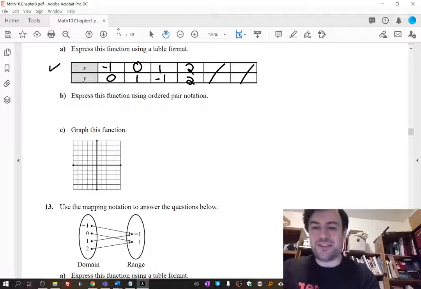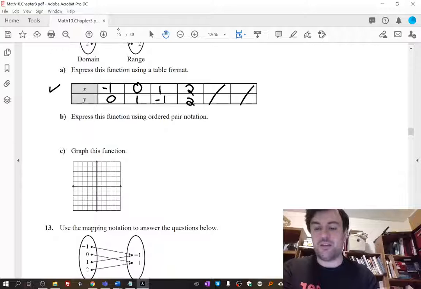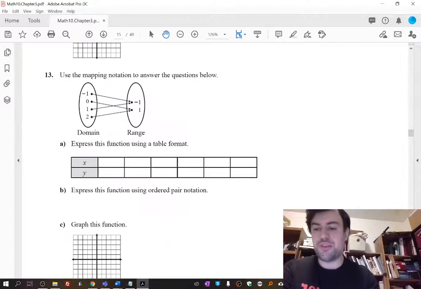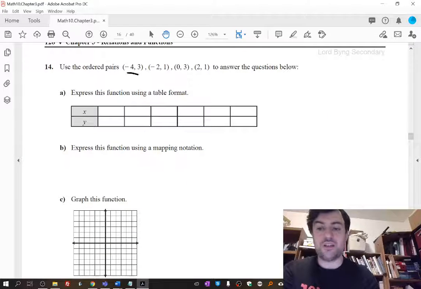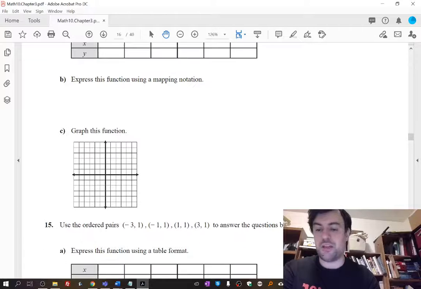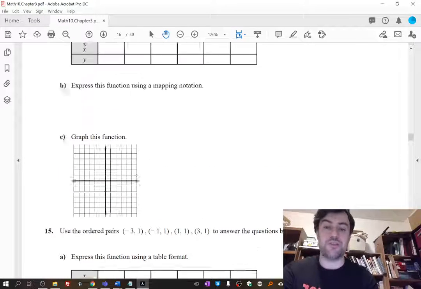You can make each one of these columns into an ordered pair, so that's going to be 4 ordered pairs, and then you can graph them. You can just take the ordered pairs and plot them onto the Cartesian coordinate system. Same thing with question 13. Question 14, you're going to start with ordered pairs. No big deal. You just plunk that into your table of values, turn it into a map, and graph it. So you're basically converting back and forth between these different things.